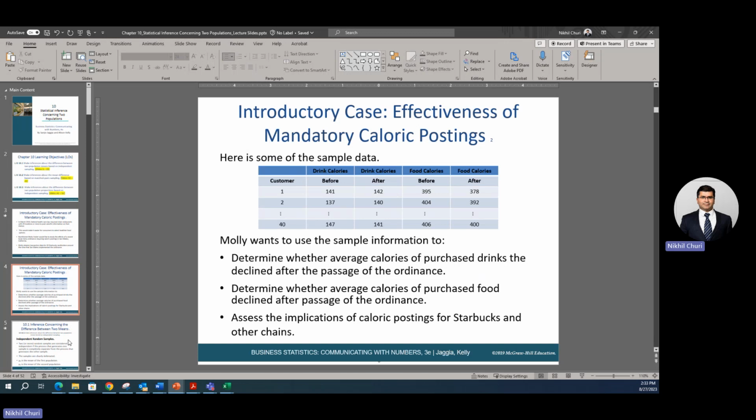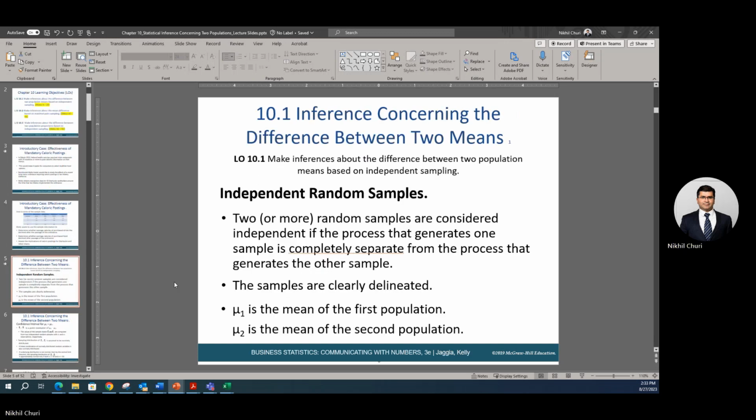So let's continue with some more theory, and we'll get back to the details as we move on. On the next slide, let's learn, and this is more of a revision. We learned independent random samples in Business Stats 1, in multiple chapters. By definition, two or more random samples are considered independent if the process that generates one sample is completely separate from the process that generates the other sample. So there is no commonality; they are collected completely independently.